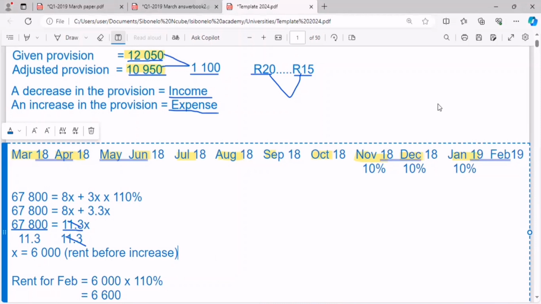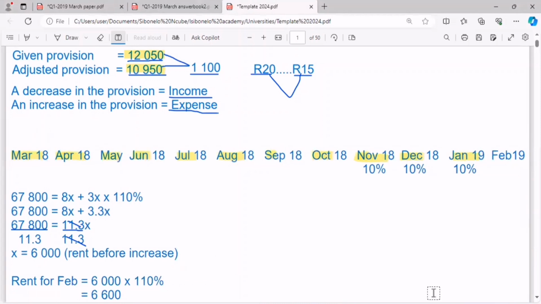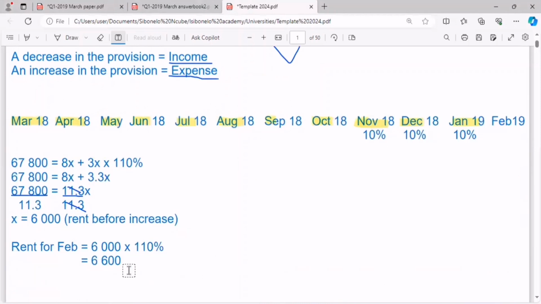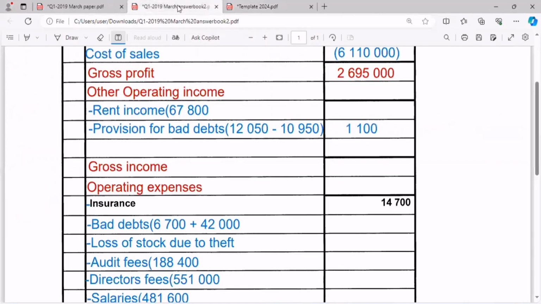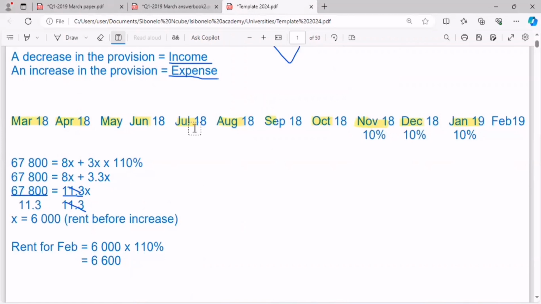So guys, we haven't received this rent, but we should record it because it was earned during our financial period. It matches with our financial period. The fact that we haven't received the rent does not mean that we should not record it. We record it even though we haven't received it. So now we know that the rent for Feb that we haven't received is 6.6. So we're gonna add this accrued income, 6.6. Guys, I hope that the calculation makes sense.